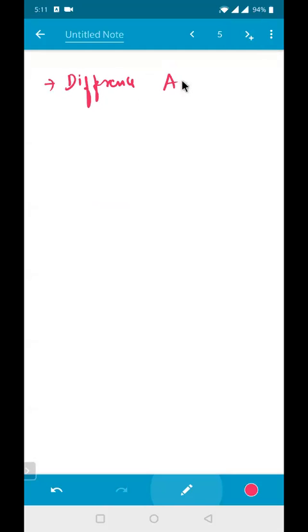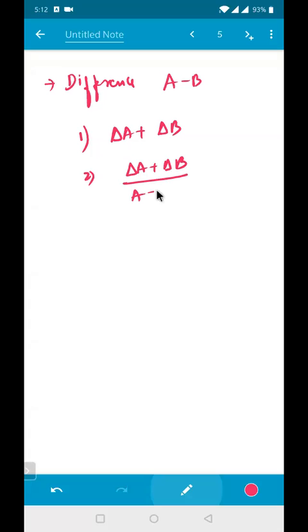that is A minus B. So the first one is absolute error. How do you write it? Delta A plus delta B. Second one is nothing but relative error. This one is delta A plus delta B divided by A minus B. And third one is percentage error. If I'm writing delta A plus delta B divided by A minus B into 100.